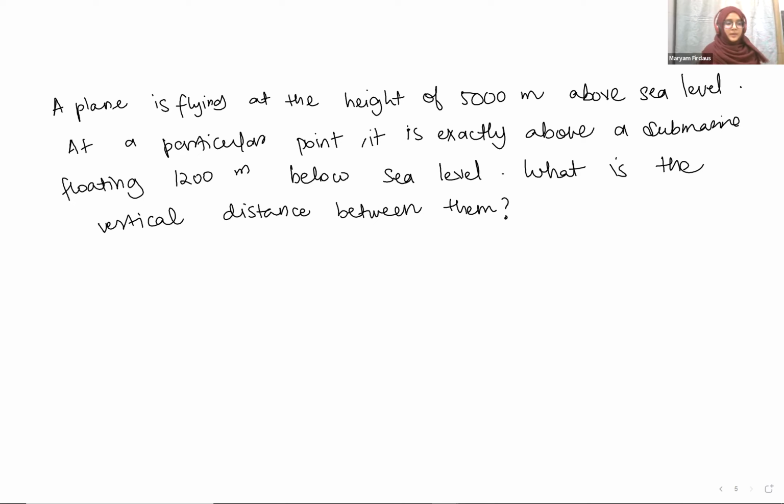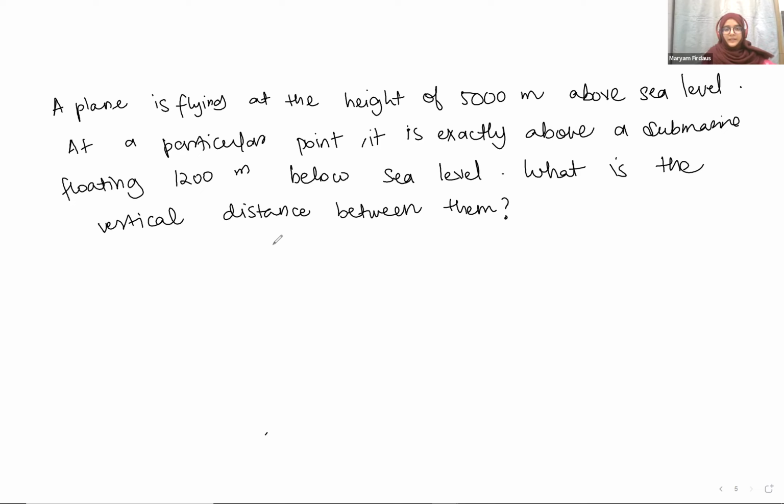Okay, so done, Hiba. Yeah, but I have a doubt. Yeah, sure. Here they're telling that a plane is flying at the height of 5,000 meters above sea level. So here we will write the distance above sea level is equal to 5,000 meters, and the distance below sea level is equal to minus 1,200 meters or plus 1,200 meters. I have a confusion in that.